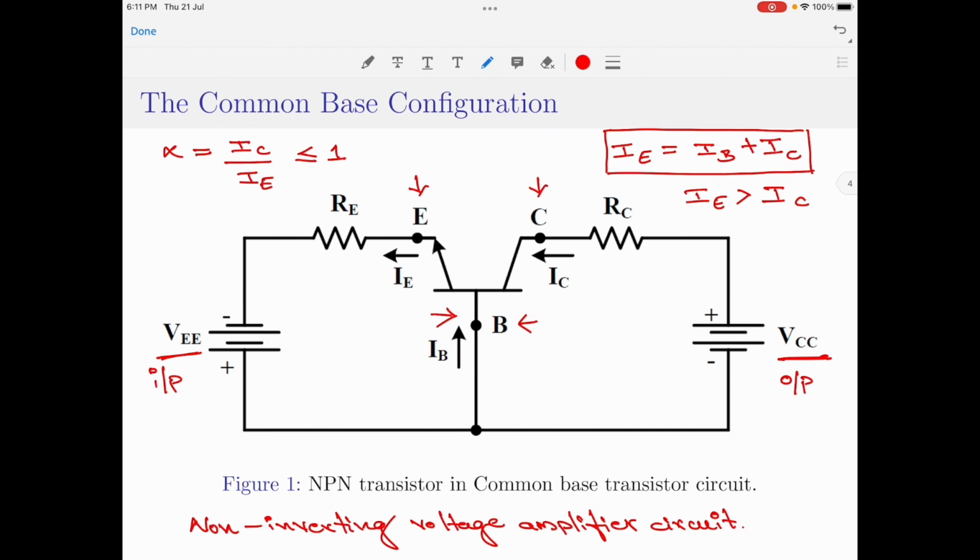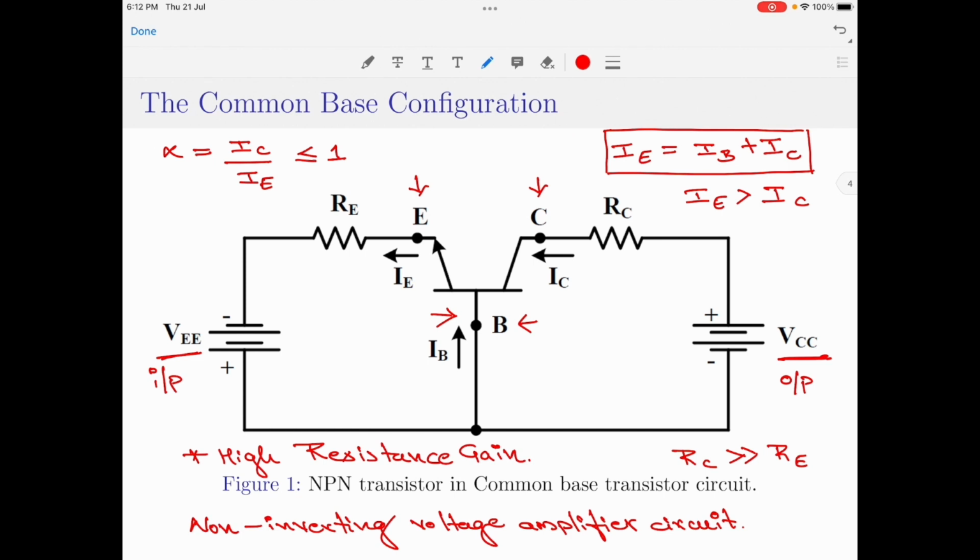That is, the input signal V in and the output signal V out are in phase with each other. Also, this type of bipolar transistor configuration has a very high ratio of the output to input resistance. That is, the value of the output resistance RC is considerably greater than the input resistance RE. Because of this, we say that the common base configuration has high resistance gain.